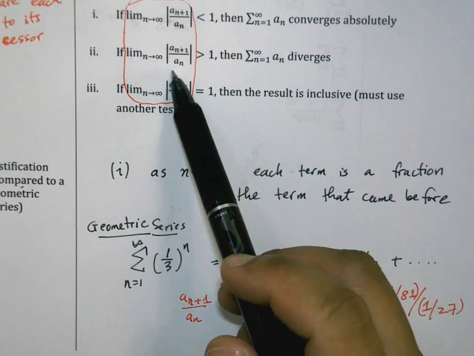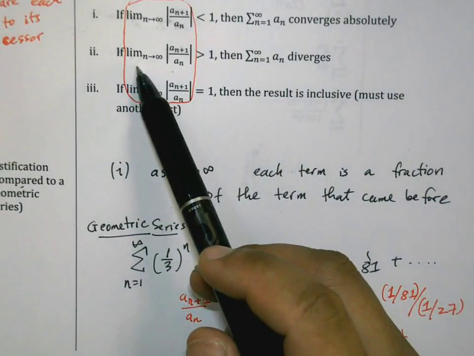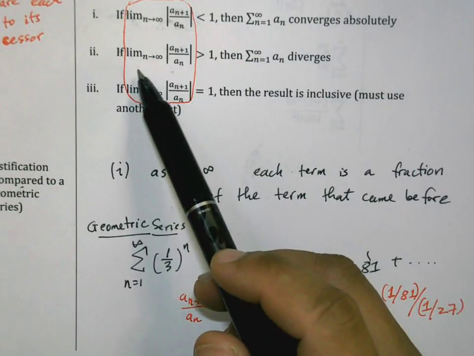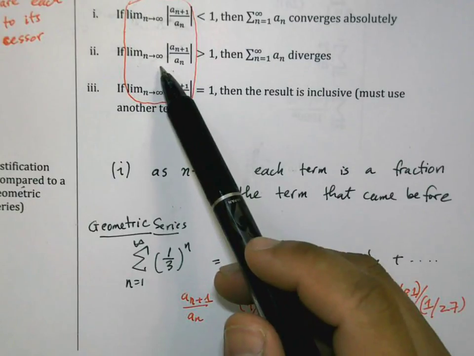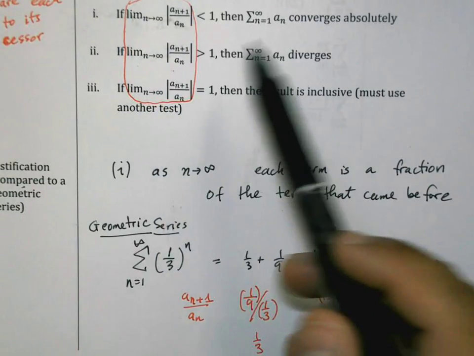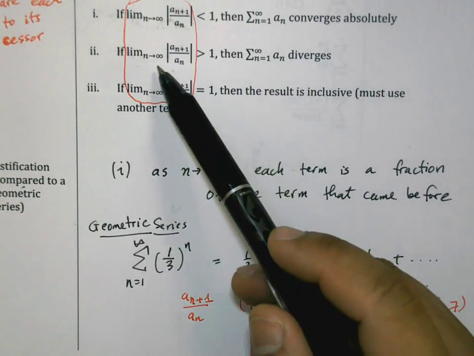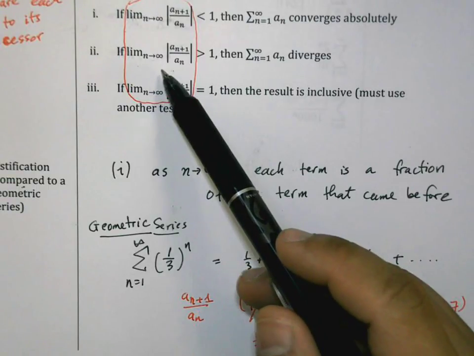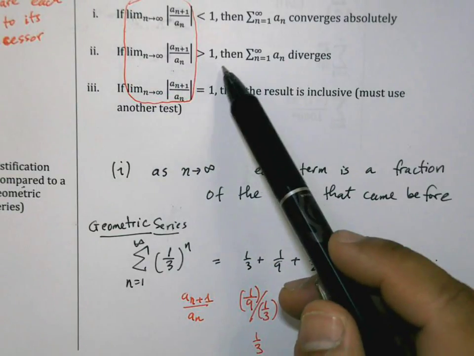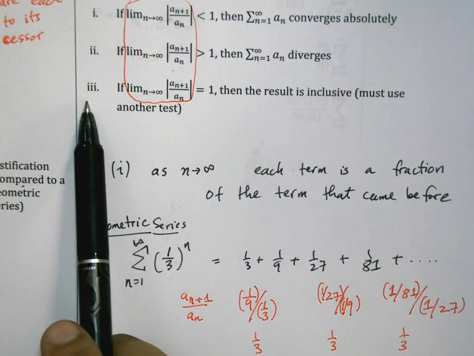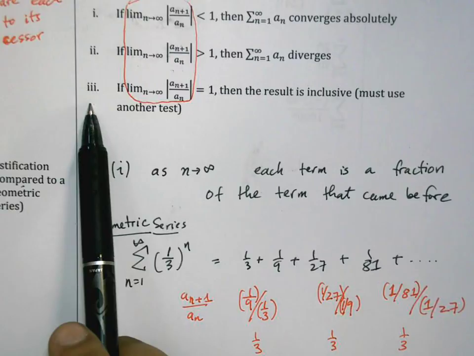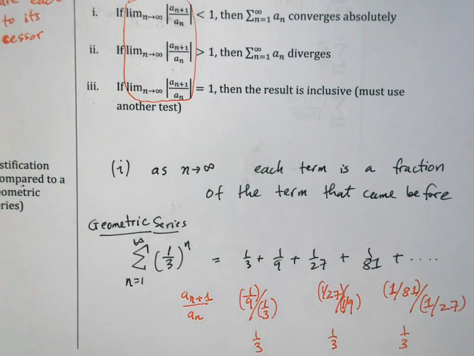That we don't know what, and the limit here is just trying to say that we don't care very much what the series looks like at the beginning. We care about what it looks like in the long run when n gets really, really large. So as n gets really, really large, if each term is getting larger, then the series will diverge. And in the third case here, if it happens to equal exactly 1, then the test is inconclusive.